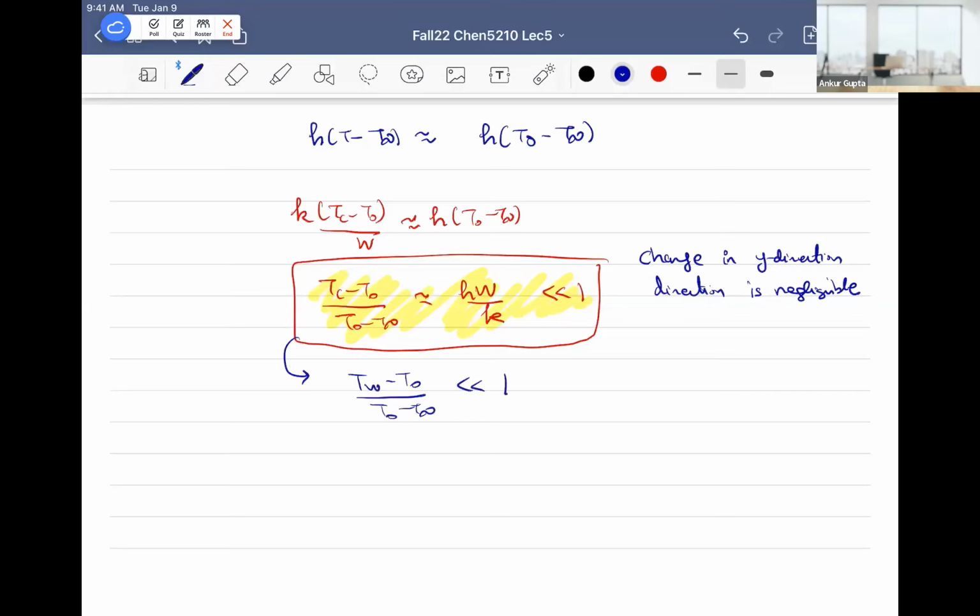So think of it like this: if my bar is at 100 degrees Celsius and T infinity is, let's say, 10 degrees Celsius, the change that is happening over that y scale is much smaller than what is happening in the air. Because of this factor, we'll basically ignore the change in y direction, and we'll discuss this a little bit.